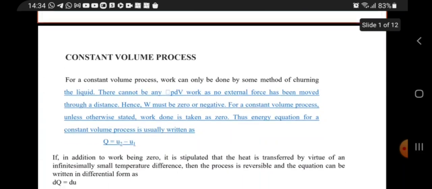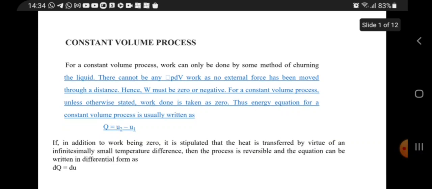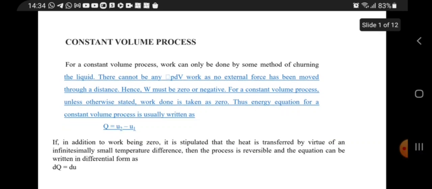Now we discuss the constant volume process. For a constant volume process, no work can be done, since no external force has been moved through a distance. Hence work is zero, and unless otherwise stated, work done is taken as zero. Thus the energy equation for the constant volume process is usually written as Q is equal to U2 minus U1. That is the formula, Q is equal to U2 minus U1.